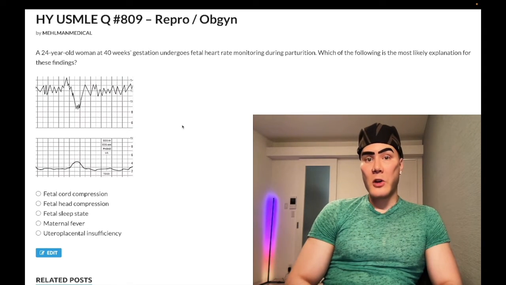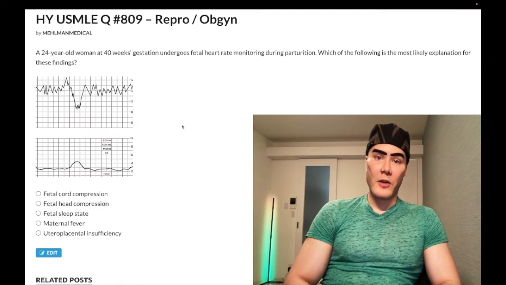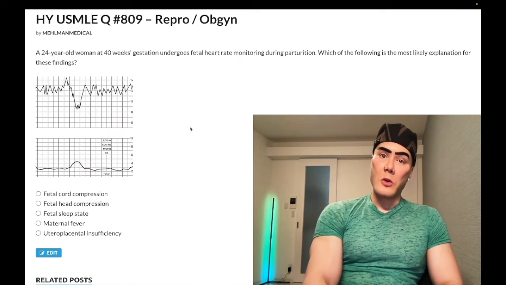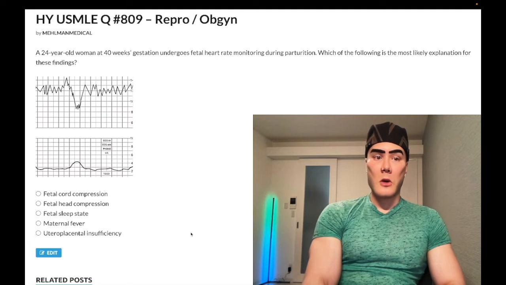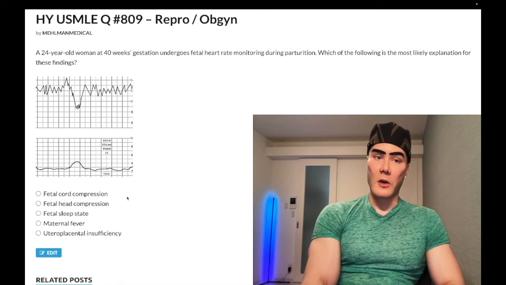Now, holy shit, we have something called decelerations where we get a dip in the fetal heart rate. And USMLE wants you to know what these are. So let's just whip through the answer choices here. Choice A, fetal cord compression, wrong fucking answer.